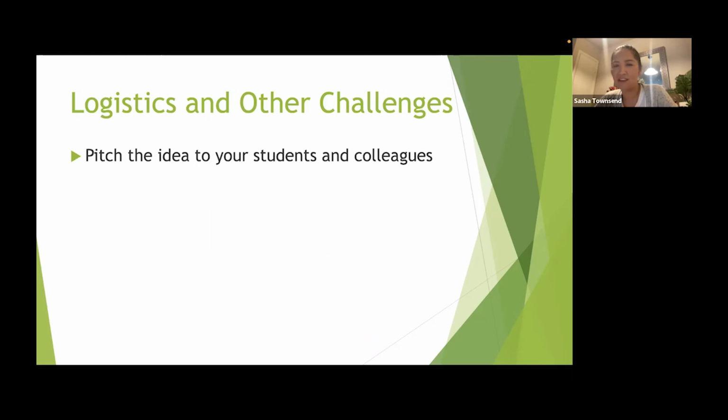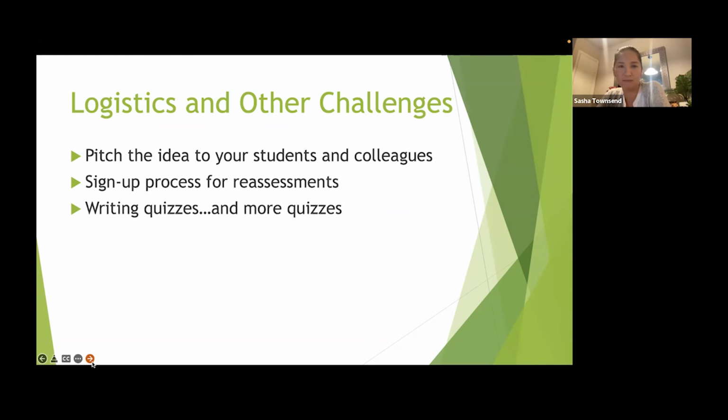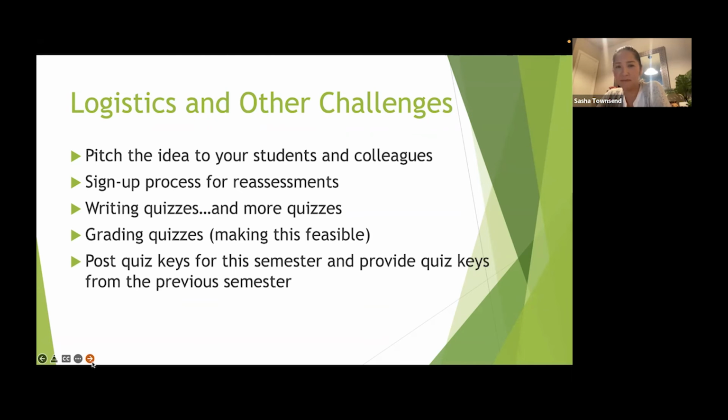And your colleagues may also wonder, why are you doing this? It's a lot. It's very different from what everybody else is doing. So you kind of have to explain what the point of all of this is. I have a sign-up process for reassessments. I don't use it right now, but I used to use a Google document where the students would tell me what they wanted to reassess the week before, and I'd write the quizzes. You've got to write all those quizzes and grade them, so sometimes you have to put a cap on it.